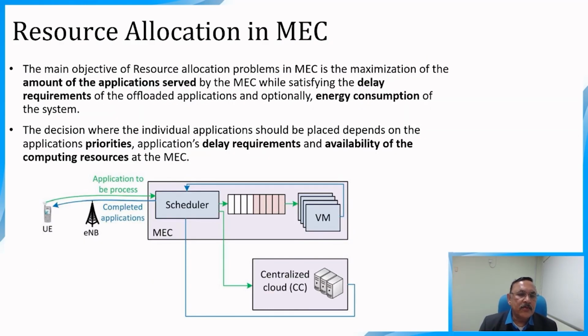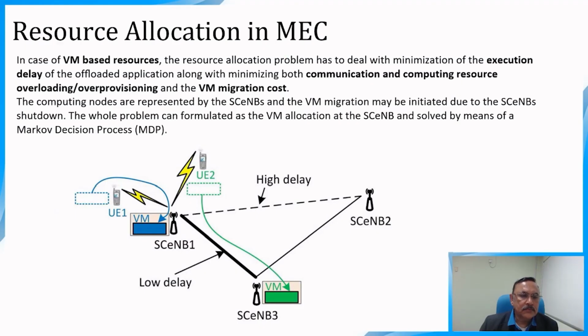So, the main objective of the resource allocation problem in MEC is maximization of the number of applications served by MEC while satisfying the delay requirement of the offloaded applications and optionally the energy consumption. So, the decision where the individual application should be placed depends upon the application priorities, application delay and availability of resources. So, resource allocation in MEC.